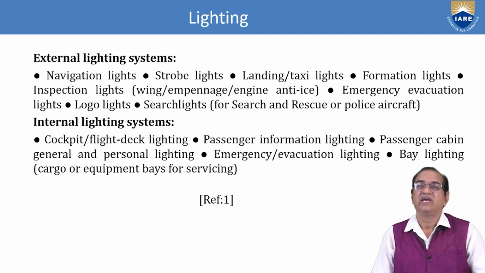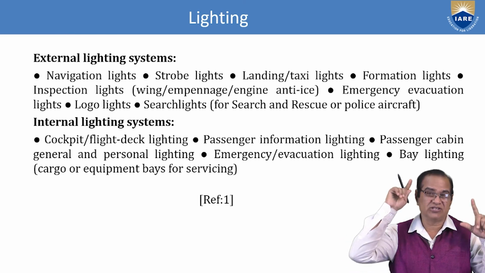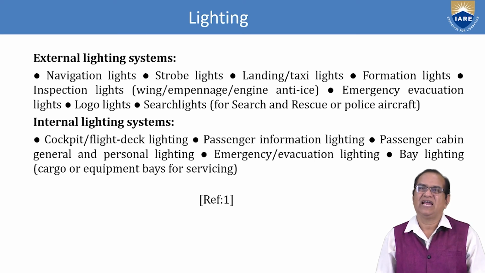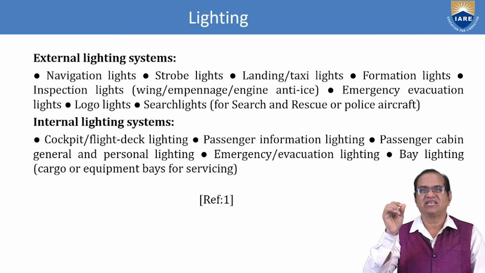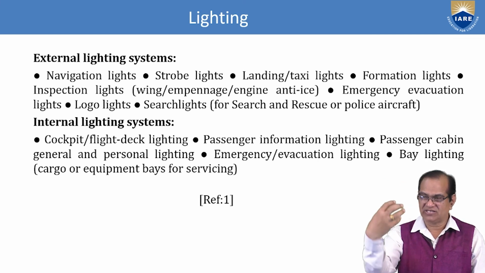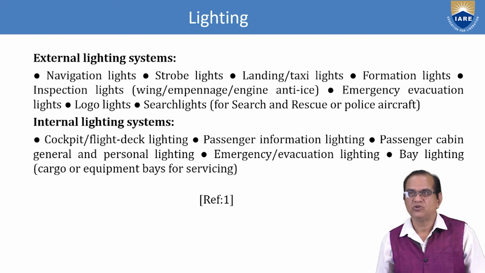So external lightings are the navigation lights, which are on each wing, red, and the anti-collision light on the top and at the bottom. So these are called the navigation lights. Strobe lights, they are used to increase or decrease visibility in the cockpit. Landing and the taxi light, it is on the landing gears at the nose of the aircraft. These landing lights are used.